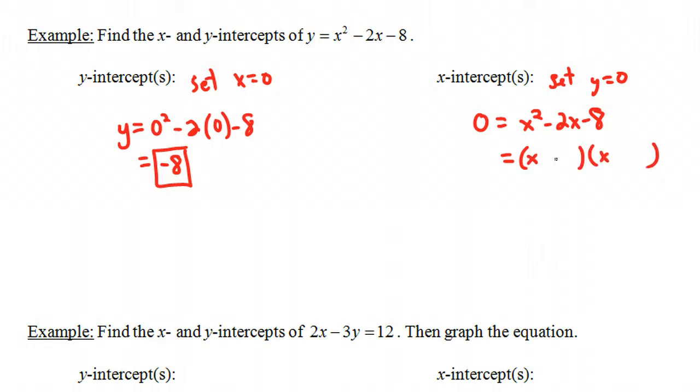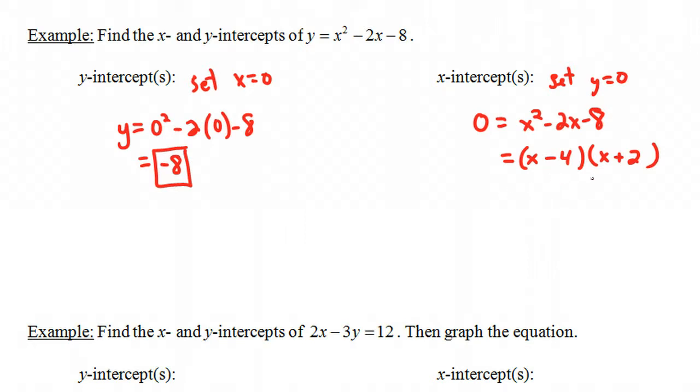This will factor to x minus 4 times x plus 2, because x times x gives you x squared. Minus 4 times x is minus 4x, but then 2 times x is positive 2x. So if you have minus 4x plus 2x, you get minus 2x. And minus 4 times plus 2 is minus 8.